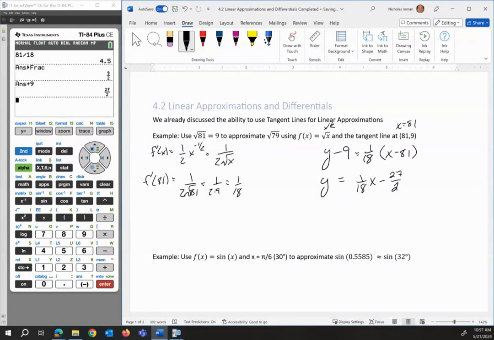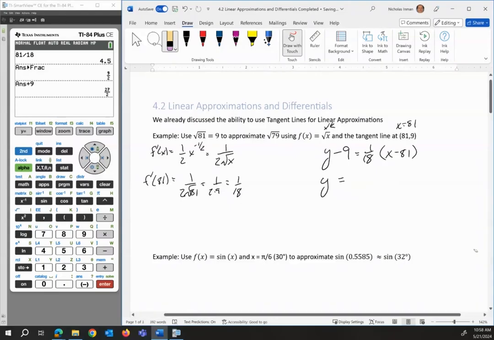The idea now is that I want to approximate our value. Actually, I'm going to go back. I have decided to change up my mindset here. Let's just add the 9 to the other side: 1/18 times (x minus 81) plus 9. We'll just move the 9 over. It'll make more sense in just a second.